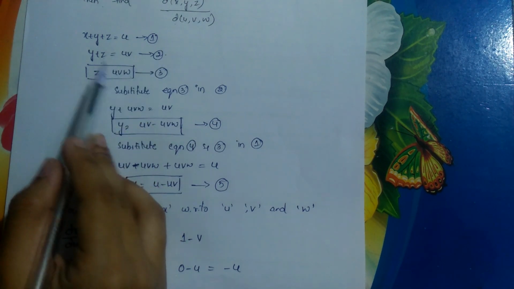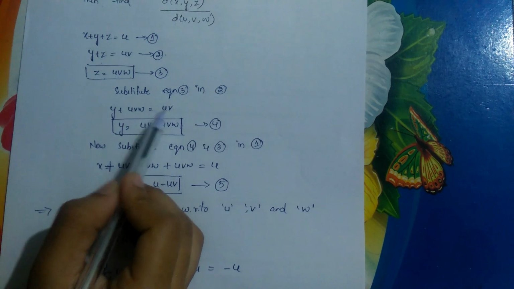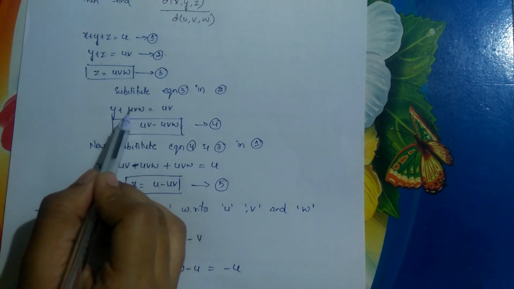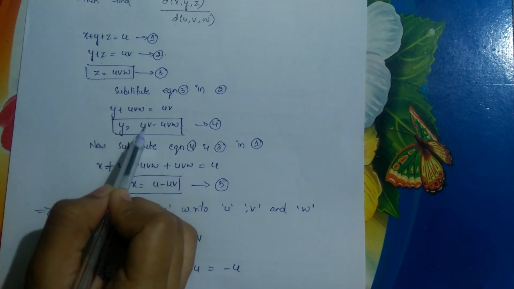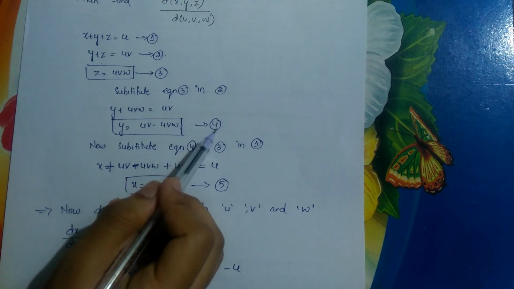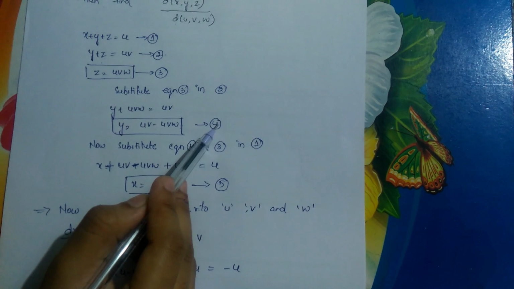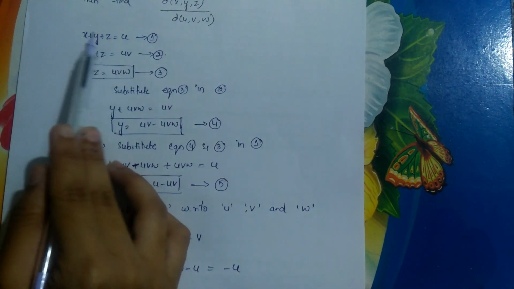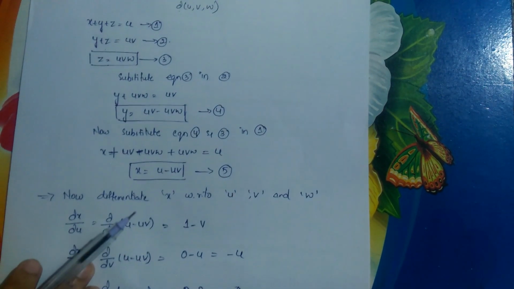When you substitute in equation 2, you will get y plus uvw equals uv. Then y equals uv minus uvw, when you send uvw to the right hand side, it becomes minus. So y equals uv minus uvw. Let this be equation number 4. Now substitute equation 4 and equation 3 in equation 1 to get x in terms of u, v and w.